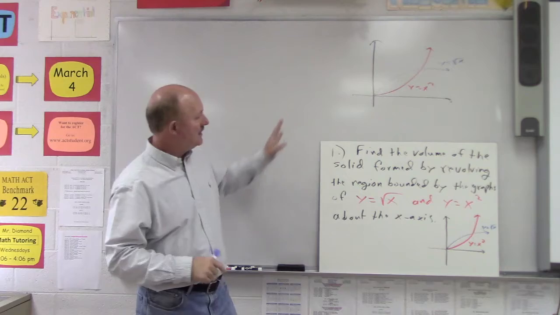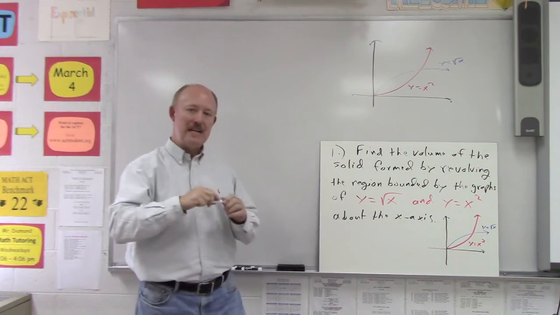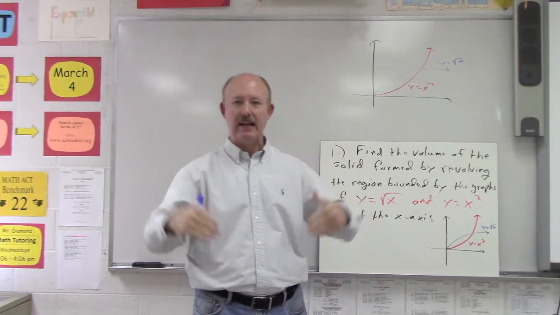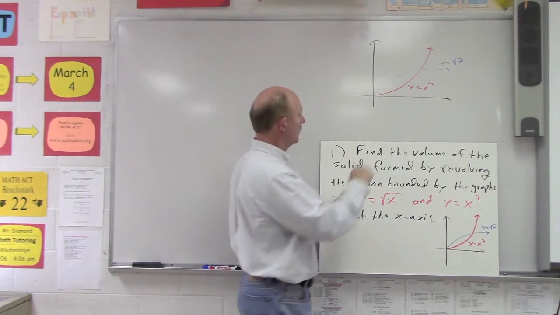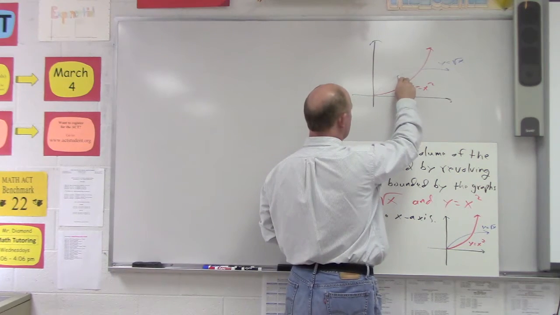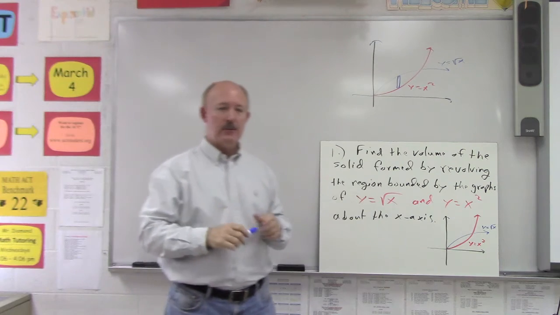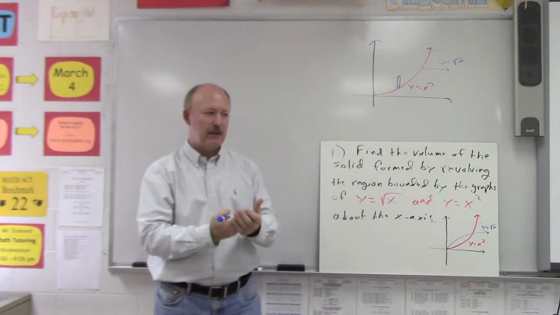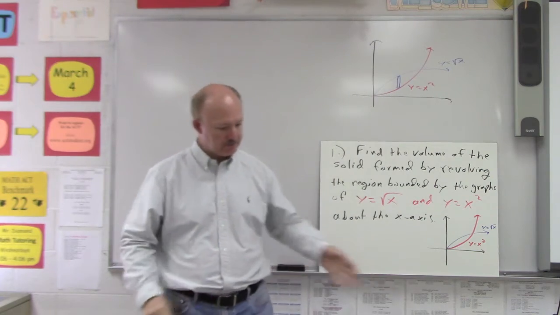Now we're going to see if we can take this region right here, and we're going to revolve that region about the x-axis. Let me draw a representative rectangle. A representative rectangle will look like this. So what we get when we revolve this about the x-axis, we're going to get what looks like a bowl, really. So it kind of looks like a bowl, I guess.